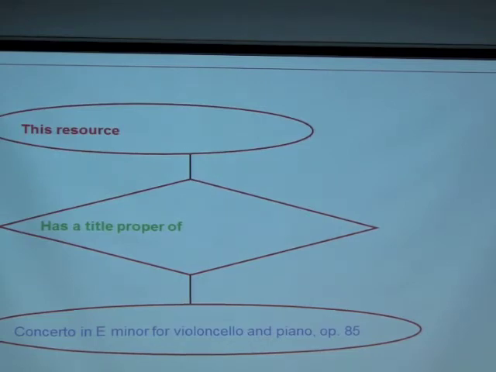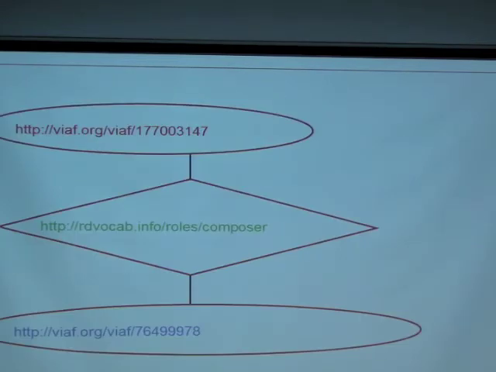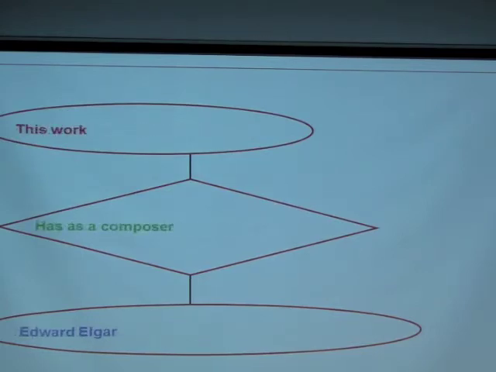Now let's look at an example where it is nothing but URIs, this time from the work. Taking away the XML, we are left with this RDF triple. And translated into human, this reads as, this work has as a composer, Edward Elgar.